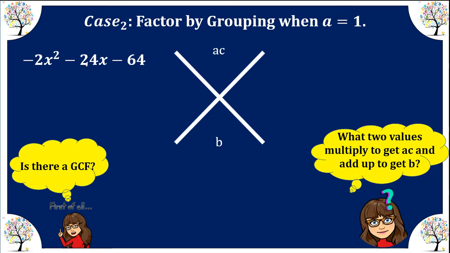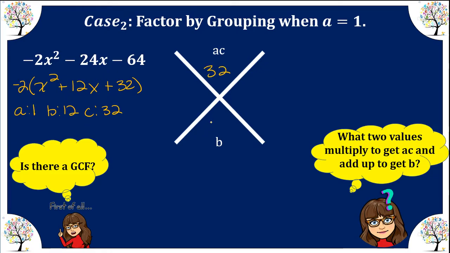Negative 2x squared minus 24x minus 64. We have a GCF and we have a leading coefficient that's negative, so we definitely need to factor out the negative. This leaves us with x squared plus 12x plus 32. So our A value is 1, our B value is 12, and our C value is 32. In our graphic organizer, we're going to have 1 times 32, and the B value is 12.